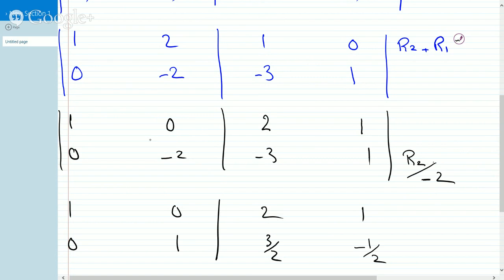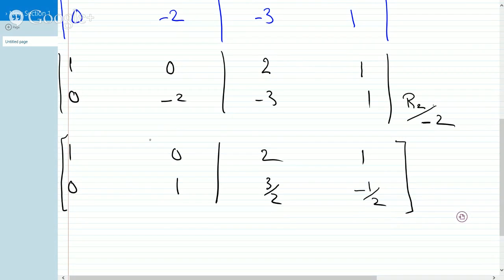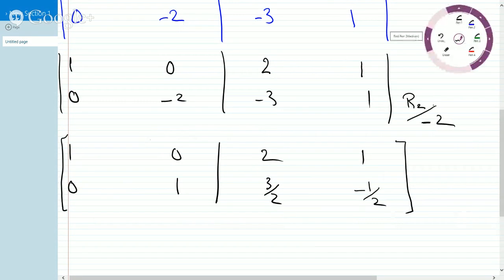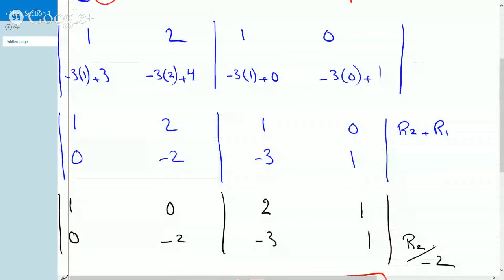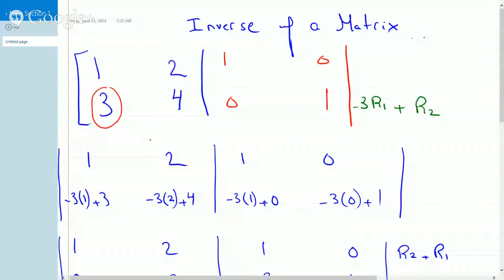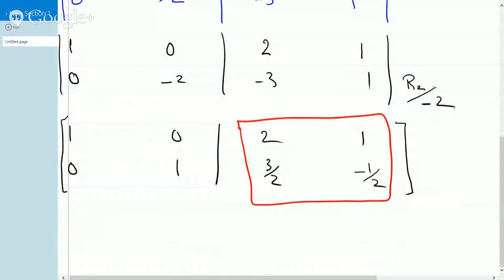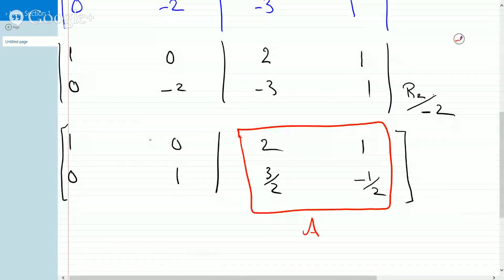And you can see that this became the identity matrix. Therefore, where's our inverse? There. If the original one was A, let's say this was matrix A, the last one here is A inverse. This is the inverse.